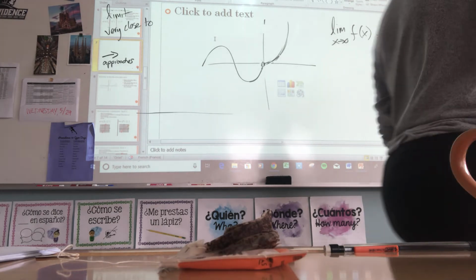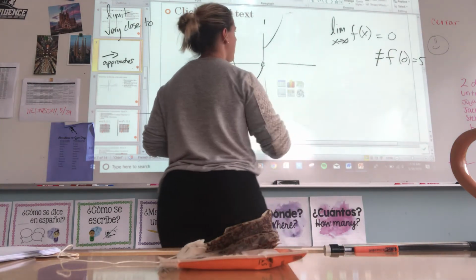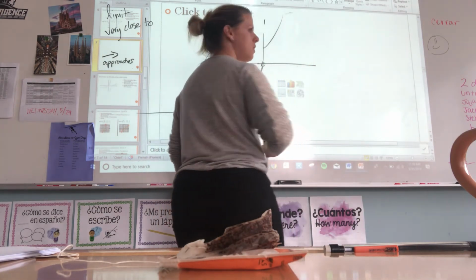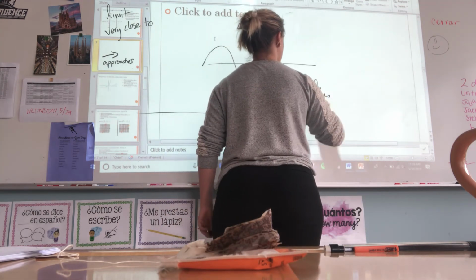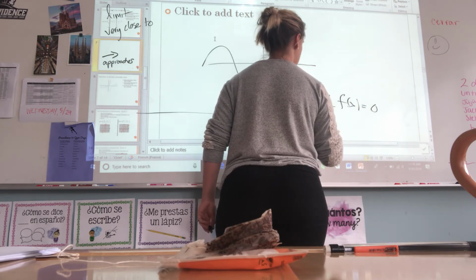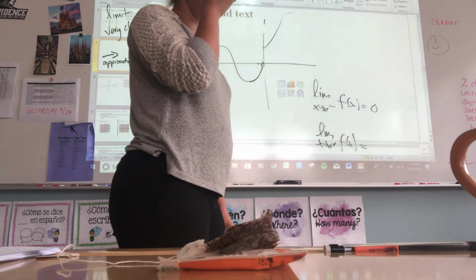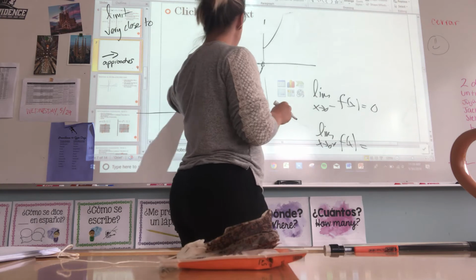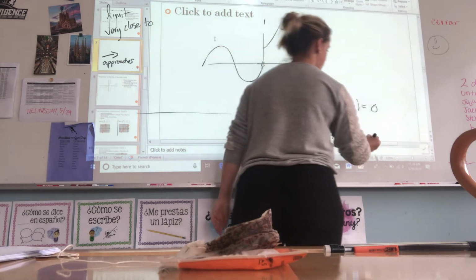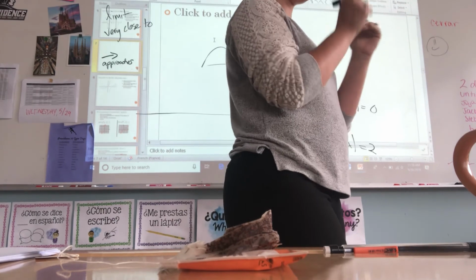Limit as x approaches 0 from the negative side. So the left side is not equal to the right side. What is the limit from the left of this thing? F of x, 0. It would be 0. What is the limit from the right? 2. Do we agree? From the left, she says it's 0, I agree. What about from the right? She says it's 2. See how they're not equal? So that's the justification for a jump.